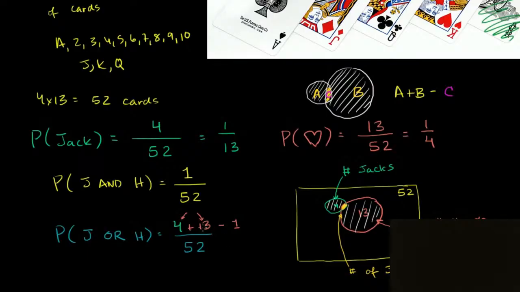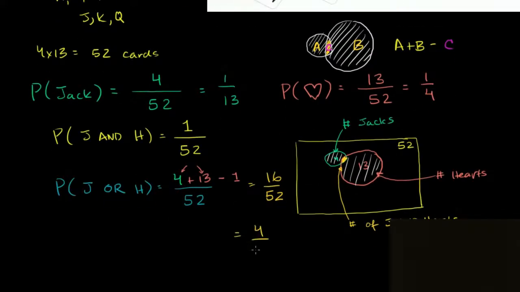So it's going to be 4 plus 13 minus 1, or this is going to be 16/52, and both of these things are divisible by 4. So this is going to be the same thing as, divide 16 by 4, you get 4. 52 divided by 4 is 13. So there's a 4/13 chance that you get a jack or a heart.